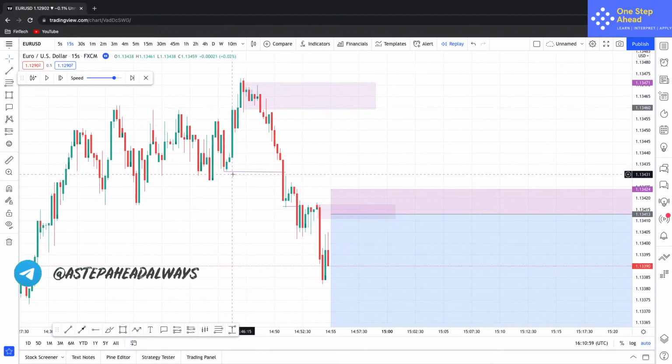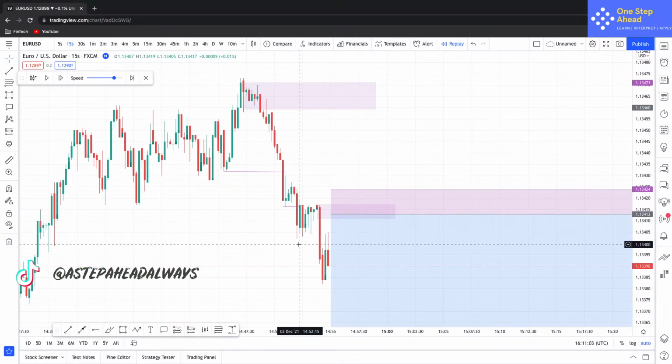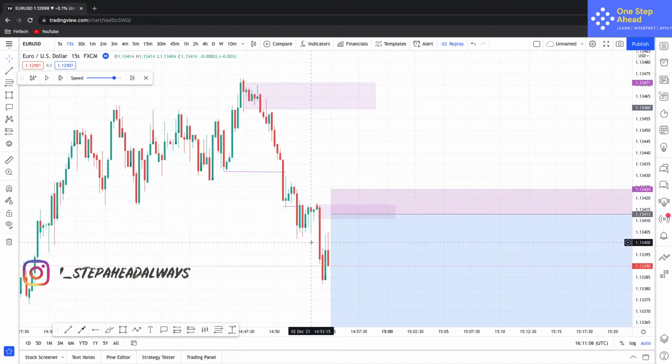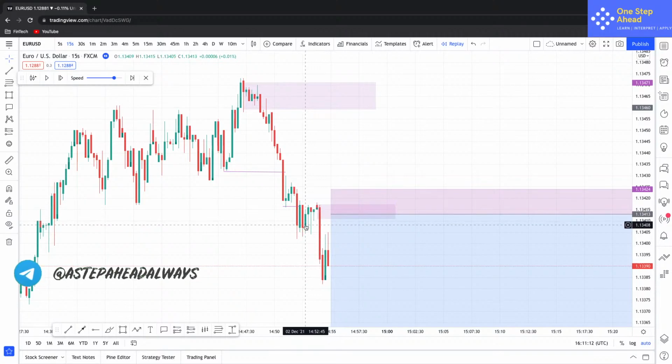See, this was our first break of structure, and this was second break of structure, right? And we got a third break of structure mitigating the second break of structure, which means we have a point of invalidation, right? What is a point of invalidation? It is the point where mitigation happened. If the price comes above that, we are invalidating that setup, so we are no longer interested in the sell.